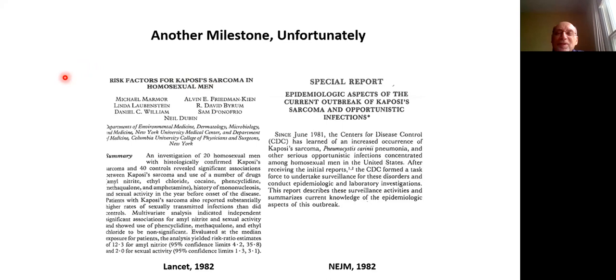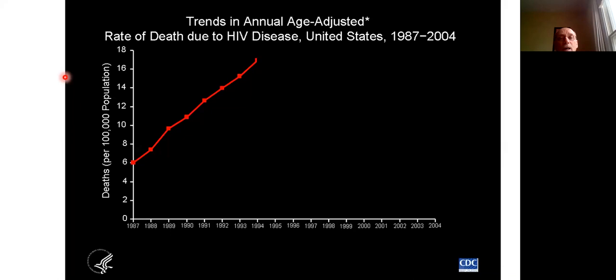The victims in the US tended to be homosexual men, although they also included hemophiliacs who had been treated with blood products or people just unfortunate enough to need routine blood transfusions. And as I say, no one knew what was causing this terrifying new disease and no one knew what to do about it. And so this is the annual rate of death in the US from 1987 until 1994.